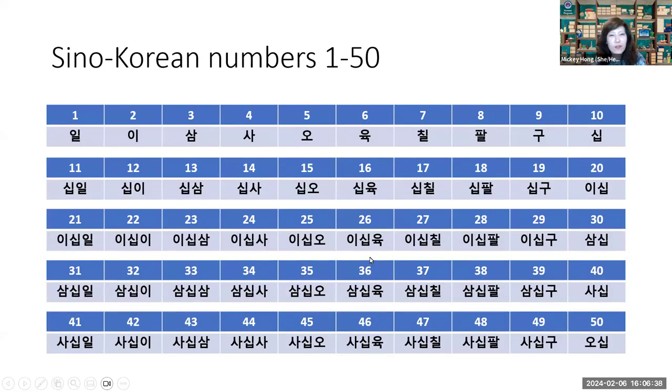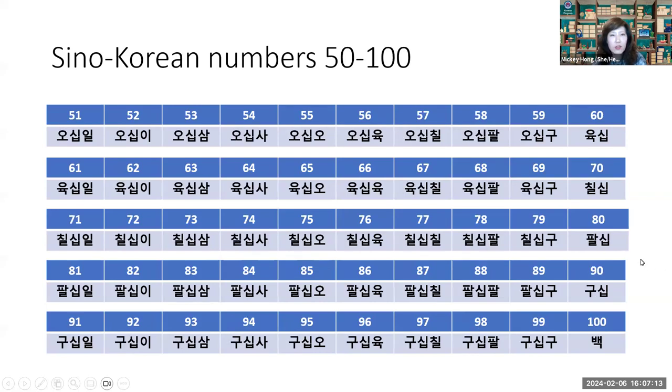So 1 to 50 in Sino-Korean numbers, very easy, very systematic. You have 1, 2, 3, 4, 5, 6, 7, 8, 9, 10. 20 is like saying 2, 10, 20. 30 is 3, 10. 4, 10, 40. 5, 10, 50, and so forth. And everything between, you say 23, 2, 10, 3. 37 would be 3, 10, 7, and so forth. Very systematic, very logical, up to 100.